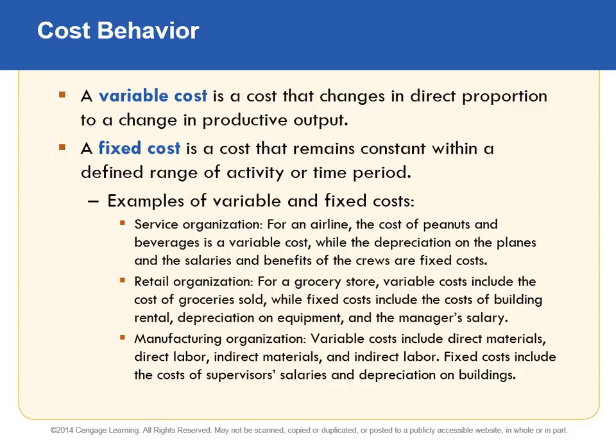So it is constant as a total, but if you divide it by the units you produce, then you will get a different unit cost. So the supervisor's salary, the manager's salary, is a fixed cost. Managers get their salary, so they get paid what they get paid no matter how many hours they work, and no matter how many units.